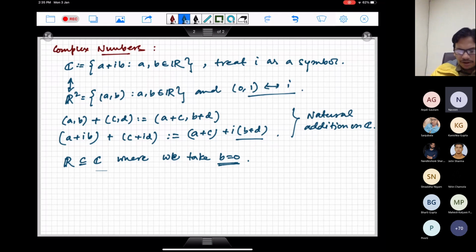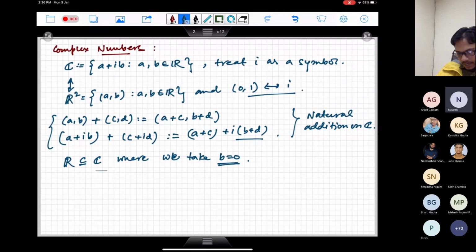Okay, fine. So clearly the addition that I have defined over here, the one which is natural, extends the addition that is already existing for the set of real numbers. Correct? Yes. So this one extends the addition on the set of real numbers to the set of complex numbers.